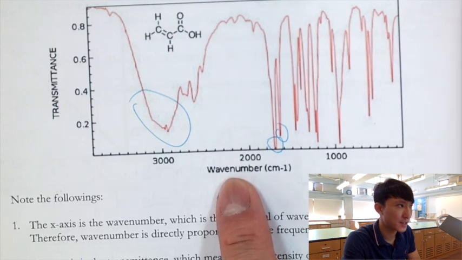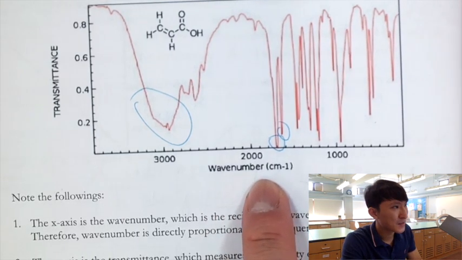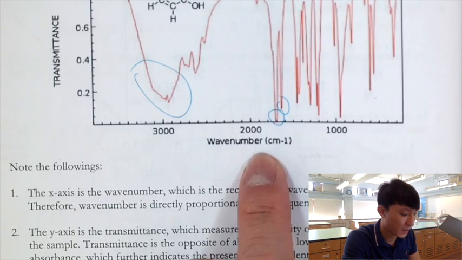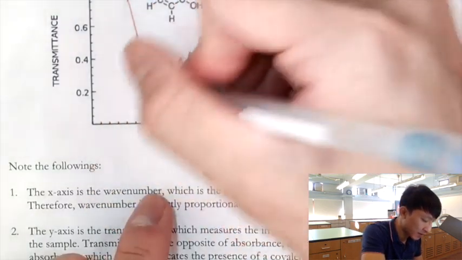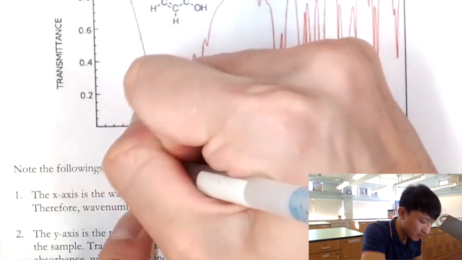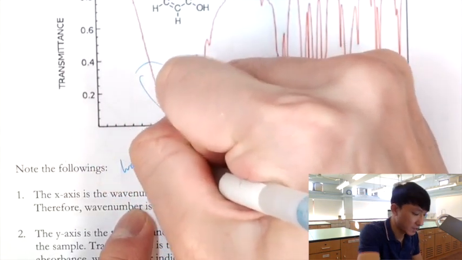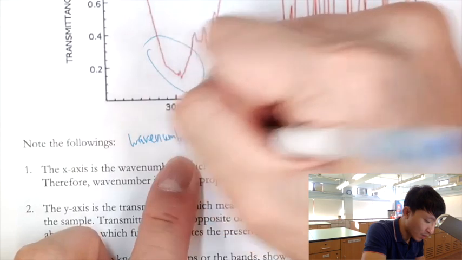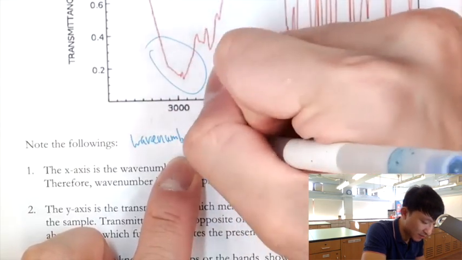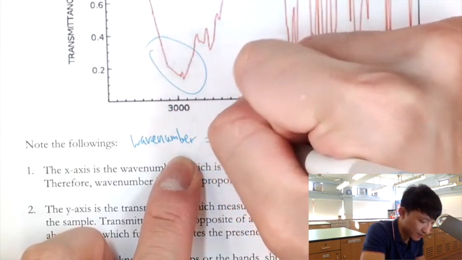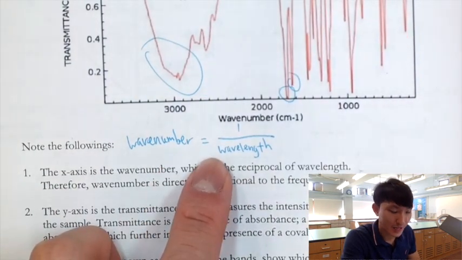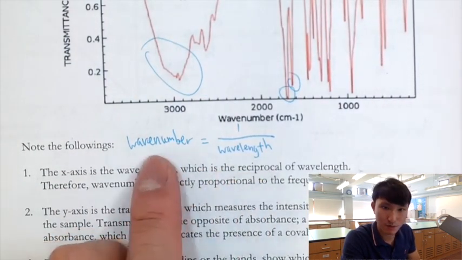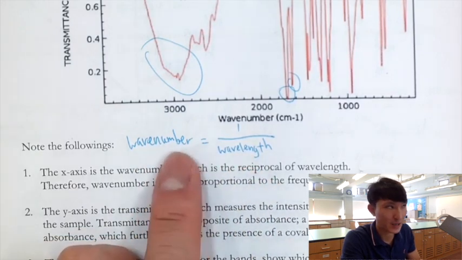If you're not studying physics, wave number is actually the reciprocal of wavelength. So you should know that. Let me put it down here. Wave number actually equals 1 over wavelength. So it's the reciprocal, which means they are in an inverse proportional relationship.